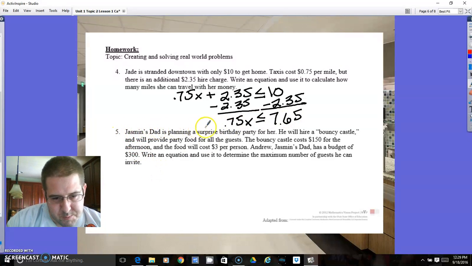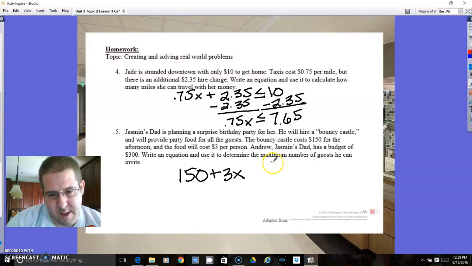Number 5, Jasmine's dad is planning a surprise birthday party for her. He will hire a bouncy castle and will provide party food for all the guests. The bouncy castle costs $150 for the afternoon. But then you also get charged $3 per person. I'll use x to represent each person. Jasmine's dad has a budget of $300, so he can't spend, once again, more than $300. Write an equation and use it to determine the maximum number of guests he can invite.